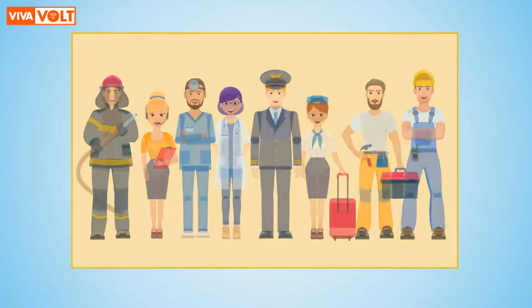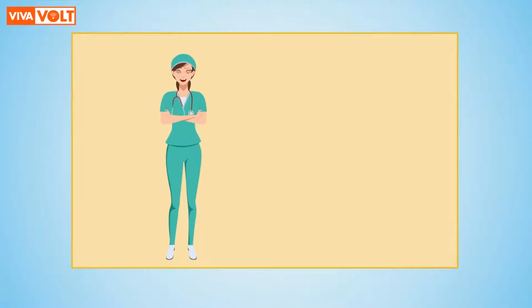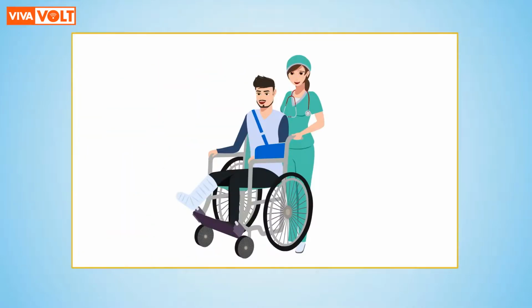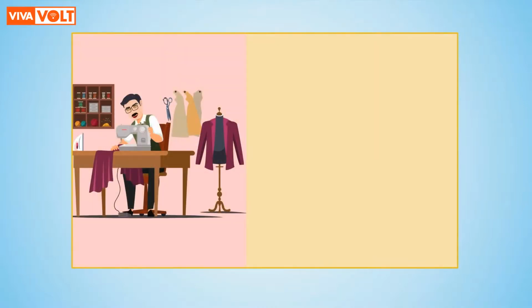Now, let us look at the pictures of some people and think about what they do. Can you tell me who this is? This is a nurse. What does a nurse do? A nurse takes care of sick people. What about this person? Who is this? This is a tailor. A tailor makes clothes for us.